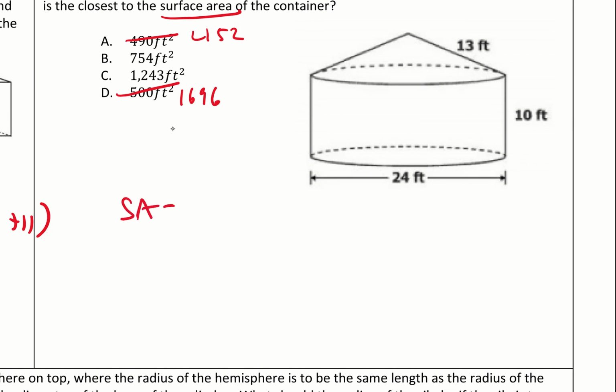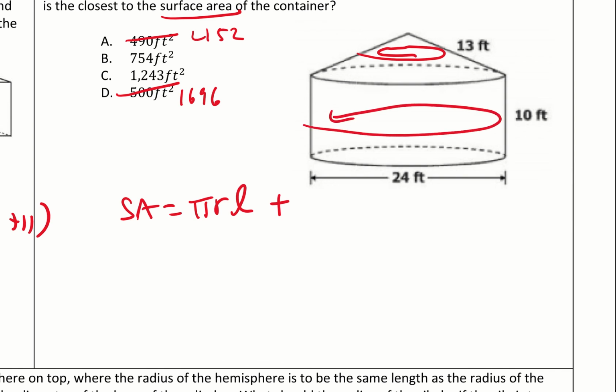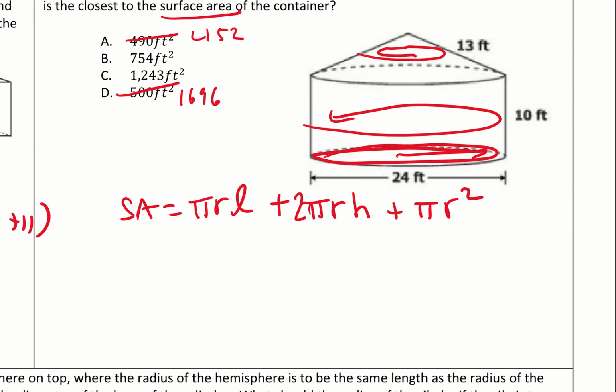The surface area of the part that goes around the cone is pi r L. The surface area of the part that goes around the cylinder is 2 pi r h. And the surface area of the bottom part of this shape is the area of a circle, which is pi r squared. Okay, so there we go.